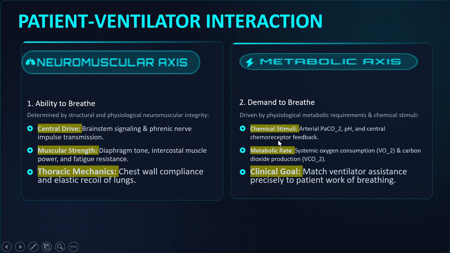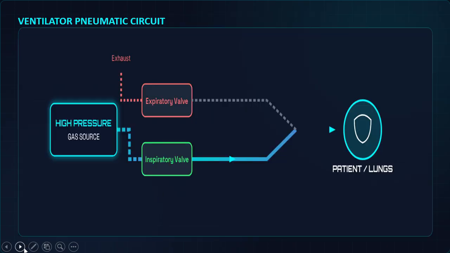Demand to breathe: chemical stimuli, metabolic rate, and clinical goal. Chemical stimuli: according to arterial PCO2 and pH and central chemoreceptor feedback. Metabolic rate: systemic oxygen consumption and carbon dioxide production. Clinical goal: match ventilator assistance precisely to the patient's work of breathing.